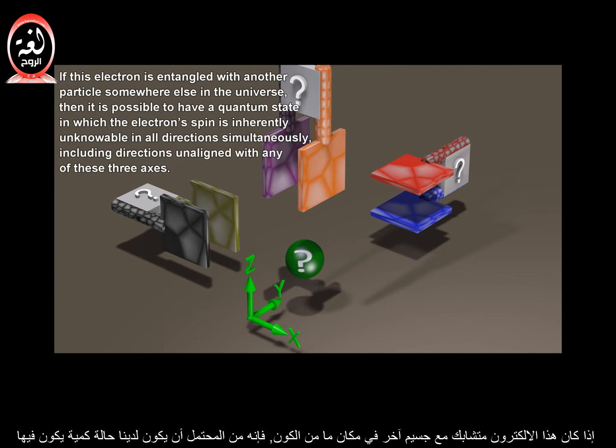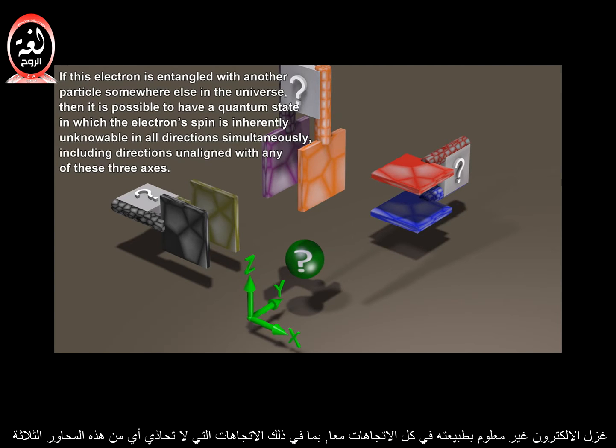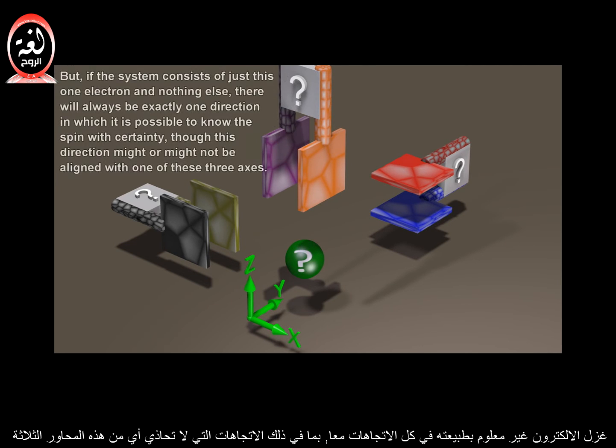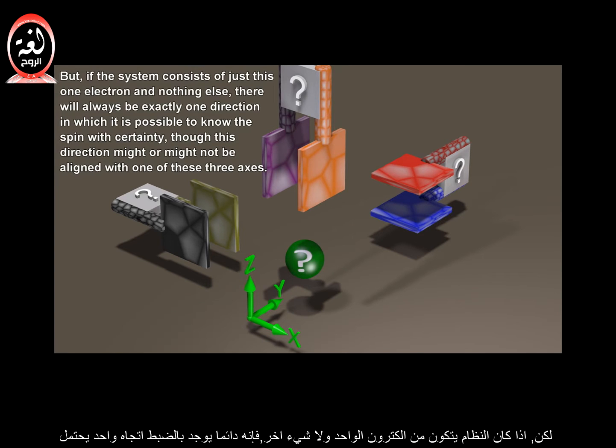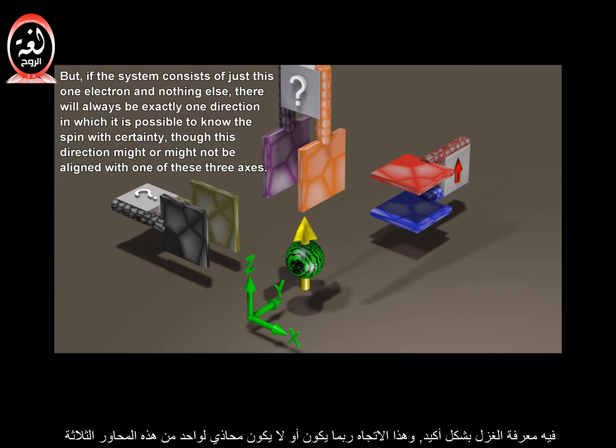If this electron is entangled with another particle somewhere else in the universe, then it's possible to have a quantum state in which the electron's spin is inherently unknowable in all directions simultaneously, including directions unaligned with any of these three axes. But if the system consists of just this one electron and nothing else, there will always be exactly one direction in which it is possible to know the spin with certainty, though this direction might or might not be aligned with one of these three axes.